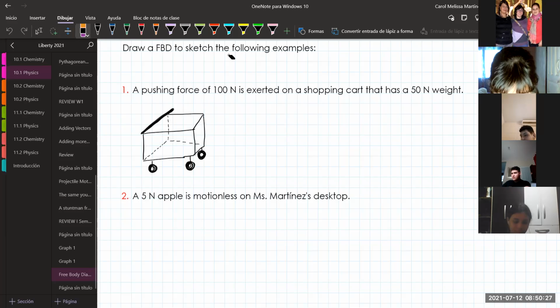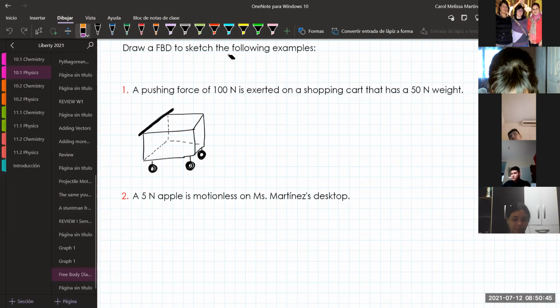Okay, there you go. You have your shopping cart right here. Not the best, but it works, okay? Está raro eso. Anyway.